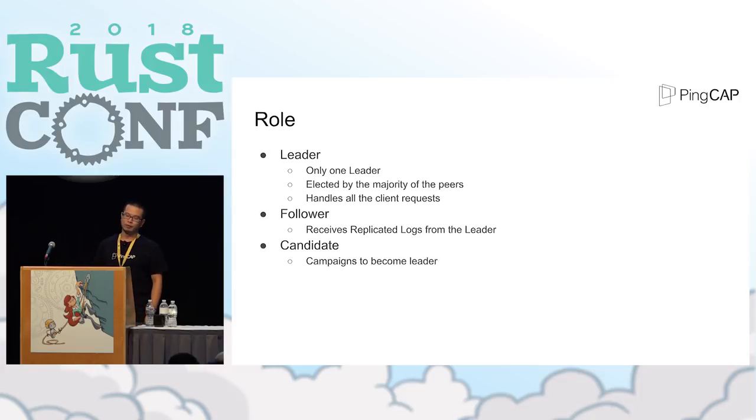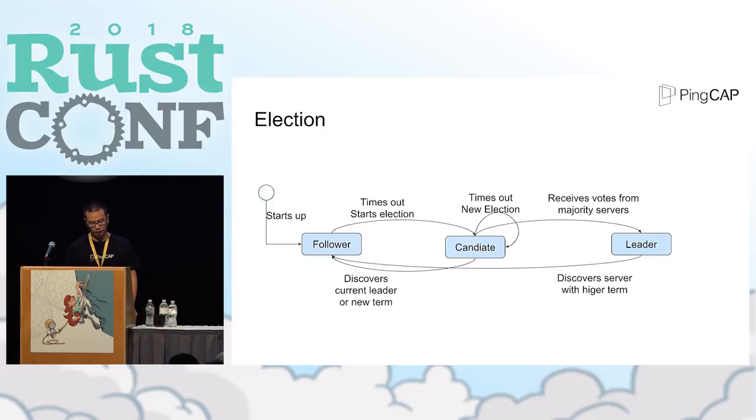And even if the follower doesn't receive any messages from the leader for a long time, the follower will become a candidate and begin to elect a new leader. This is the whole picture of the election. At first, all the peers are followers. And after the election timeout, a follower will become a candidate. The candidate will vote for itself and send vote requests to other peers. When the candidate finds that it received votes from the majority of the servers, it can become the leader. Of course, if the candidate finds that someone else has become the leader, it will fall back to being a follower.